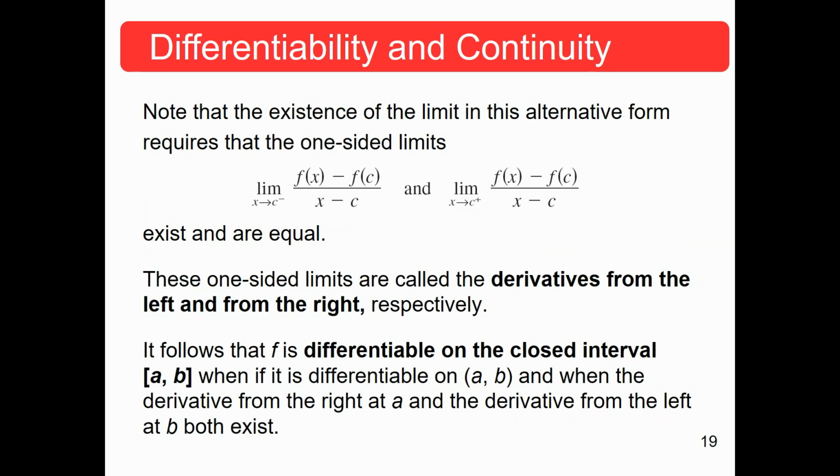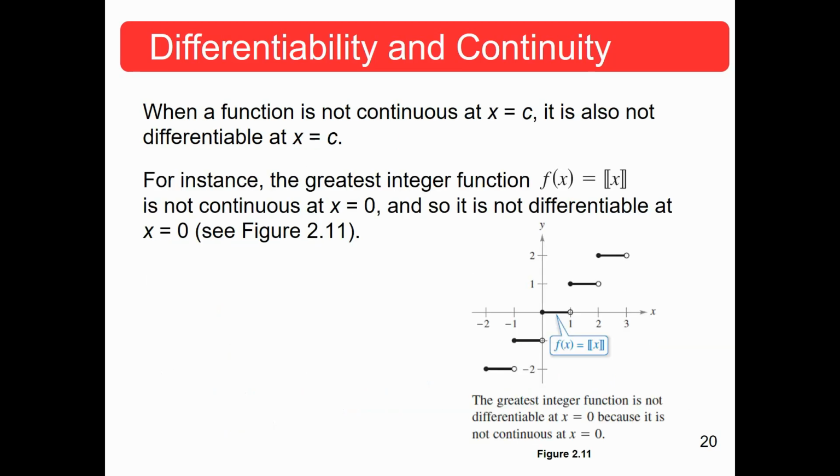So now we're going to call these one-sided limits in this form the derivative from the left and from the right. Now it follows that f is differentiable on the closed interval if it's differentiable on the open interval when the derivative from the right and the derivative from the left both exist. They don't have to be the same because we're talking about different ends, but they do have to exist. Now when a function is not continuous at x equals c, that means it's not differentiable at x equals c. An example of this is what's called the greatest integer function, and it's drawn with these double barred brackets.